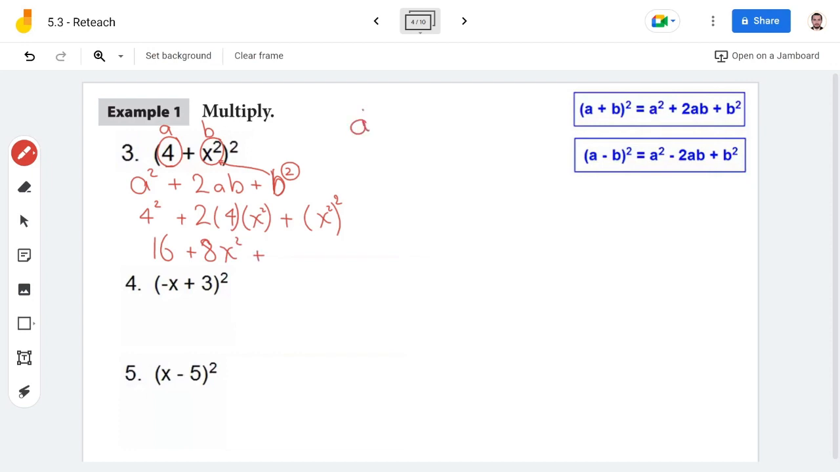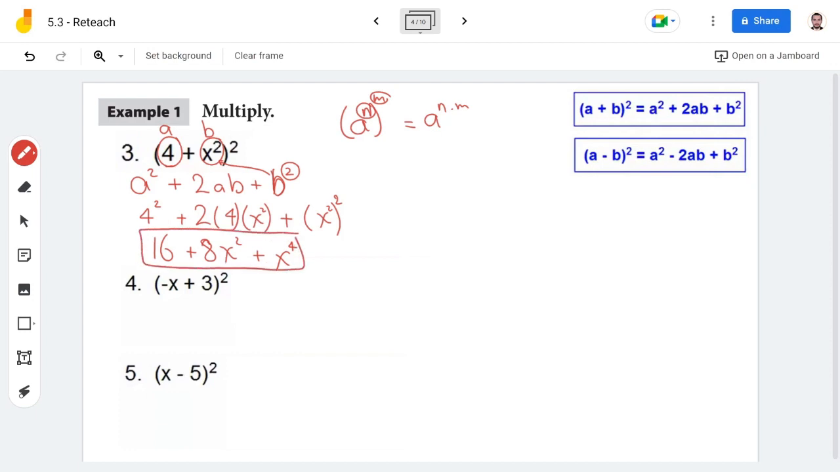Do you remember this rule? When we have a power to a power, what will happen with the power? We multiply the powers. So this one times this one. Now 2 times 2 is equal x to the power of 4. So that's the final answer.